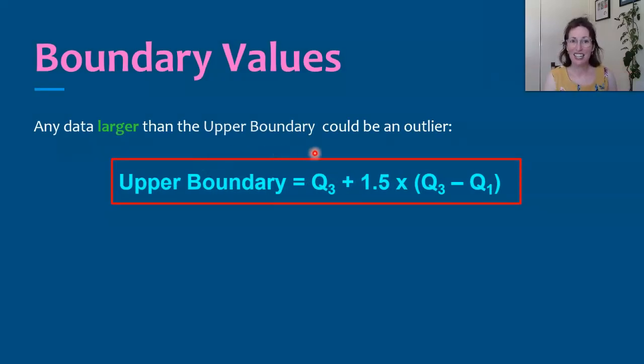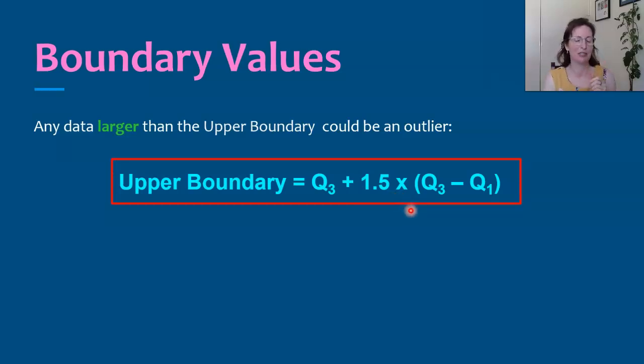Any data larger than the upper boundary could be an outlier. So we have an upper and a lower boundary, and here's the formula for how to calculate them. The Q1 and Q3 you're hopefully familiar with from previous videos. They're the quartiles. The formula is you take the Q3 boundary, so that's after 75% of the data, and you add on 1.5 lots of the difference between Q3 and Q1.